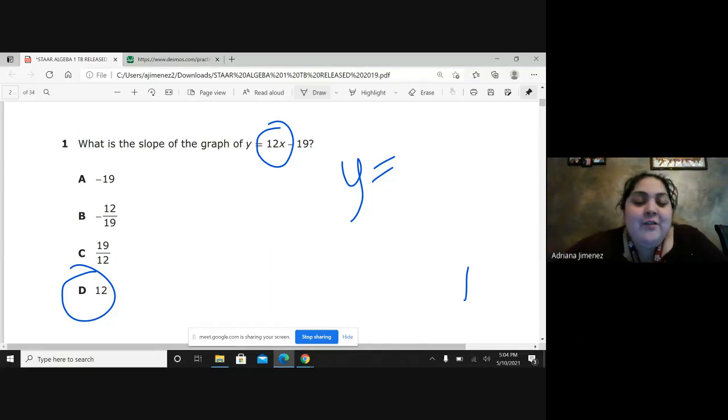Okay. You guys are okay with the first one? We're all right with slope being attached to x.